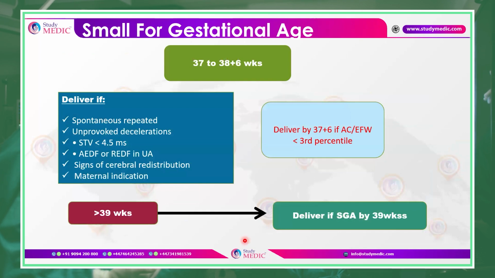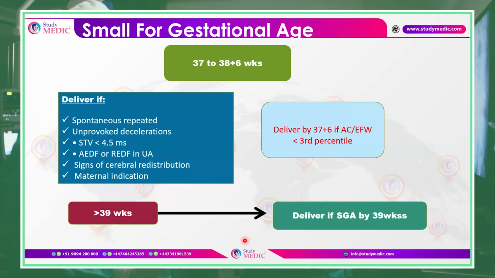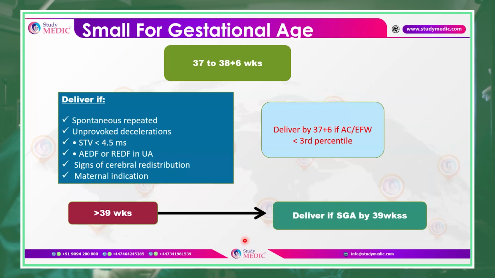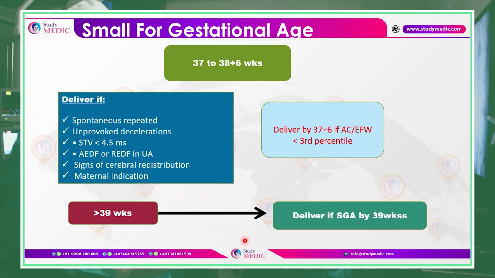Okay, so if the gestational age is 37 to 38 plus 6 weeks, in those patients in whom you are doing the monitoring due to concerns for FGR, you will deliver if spontaneous repeated unprovoked decelerations are there, if abnormalities in the ductus venosus Doppler are there, absent or reverse flow in the umbilical artery, or there are signs of cerebral redistribution or a maternal indication is there.